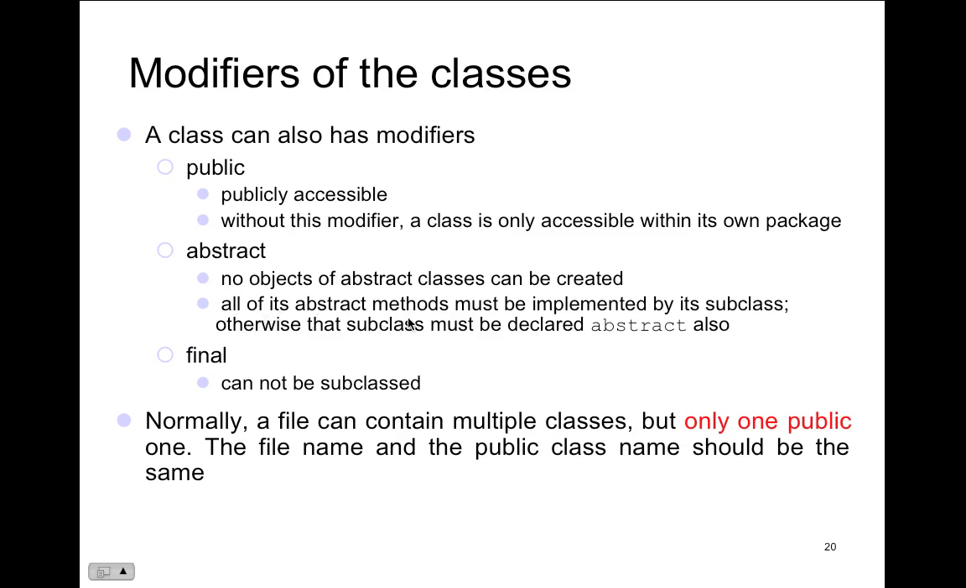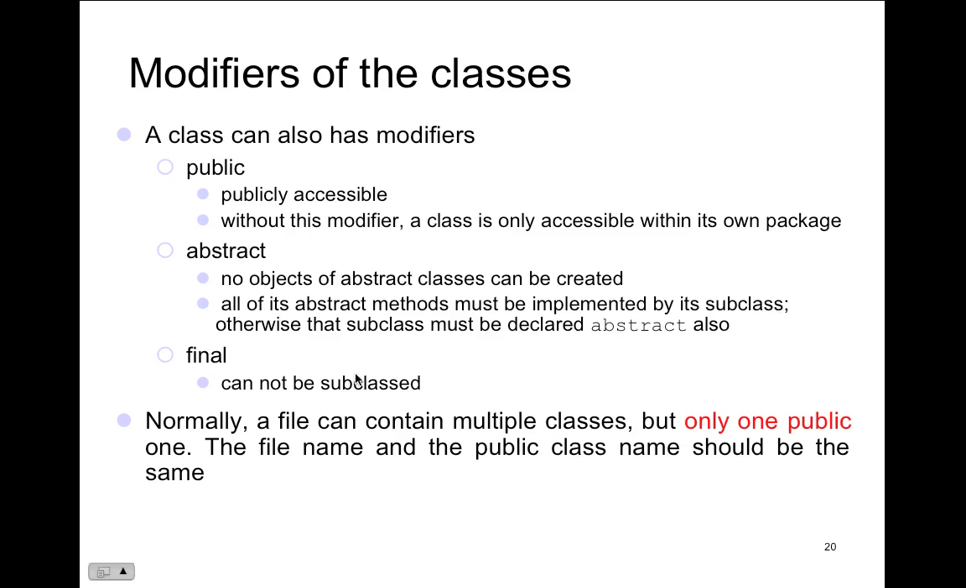So all of the abstract methods must be implemented in the subclass if you have abstract classes, which is another interesting thing that I'll talk about when we get to inheritance. If you want to make sure that the method is implemented, then you create it as abstract.